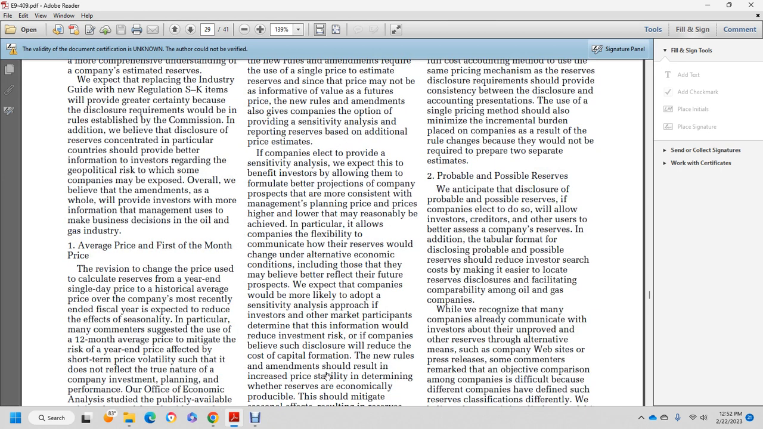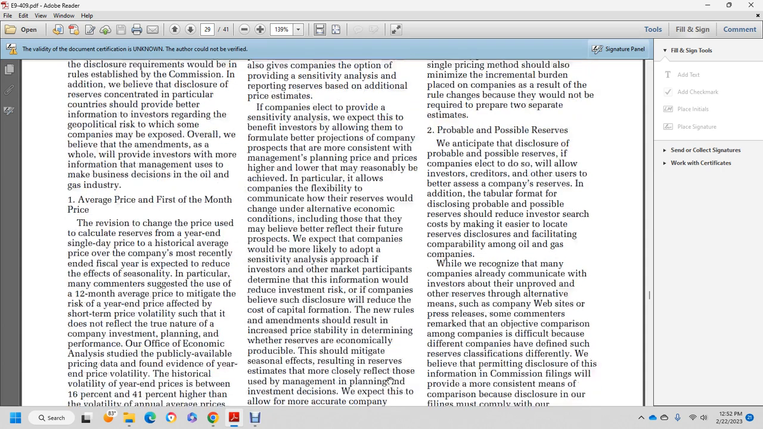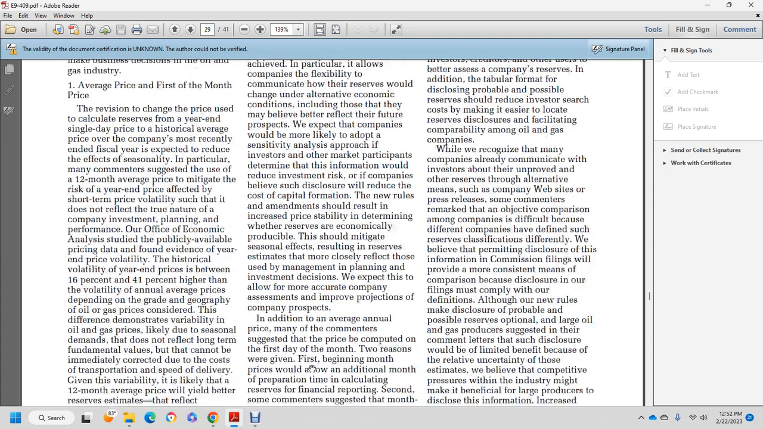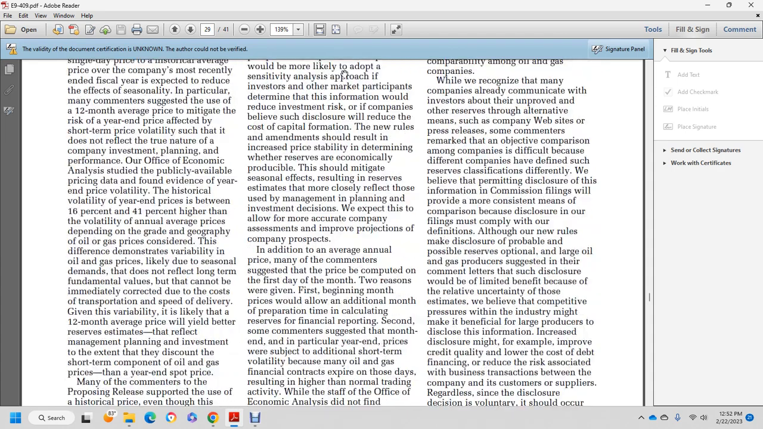The new rule amendment should result in increased price stability, and the determination of whether reserves are economically producible should mitigate the seasonal effects, resulting in reserve estimates more closely reflecting the use of management planning and investment decisions. We expect these to allow for more accurate company assessments and improved projections of the company's projects. In addition, the average annual price may be computed differently.